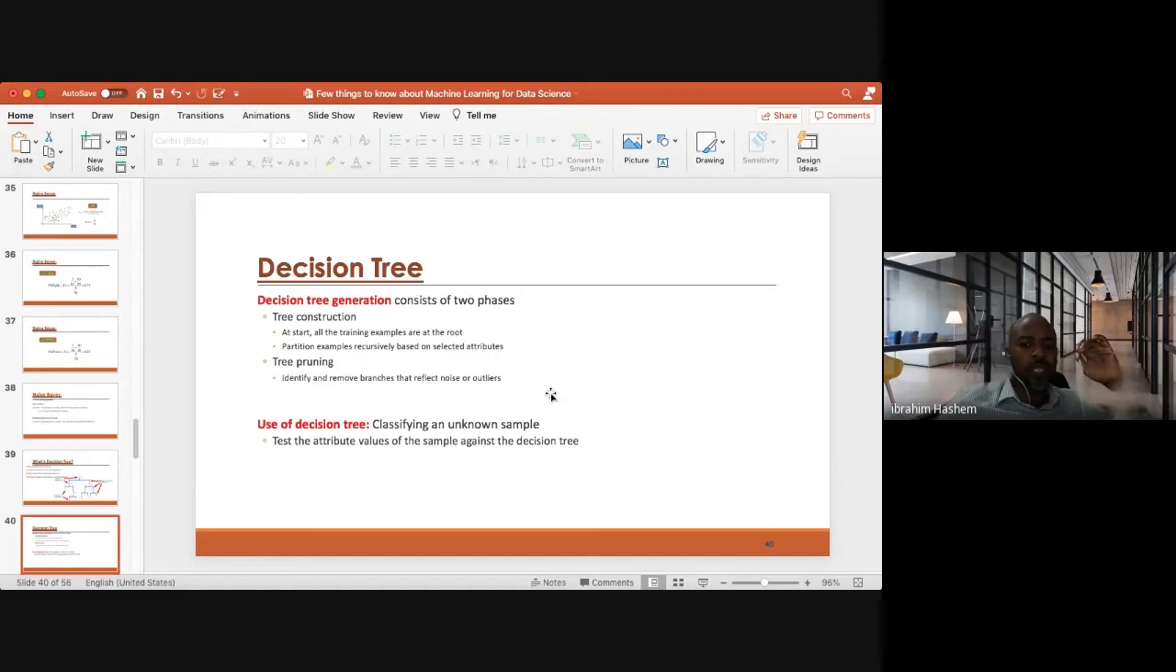In tree pruning, we identify and remove branches, because some branches may lead to overfitting. We need to identify those branches and remove them because they could be an outlier or something like this. So tree pruning is very important. It increases the accuracy of your result.